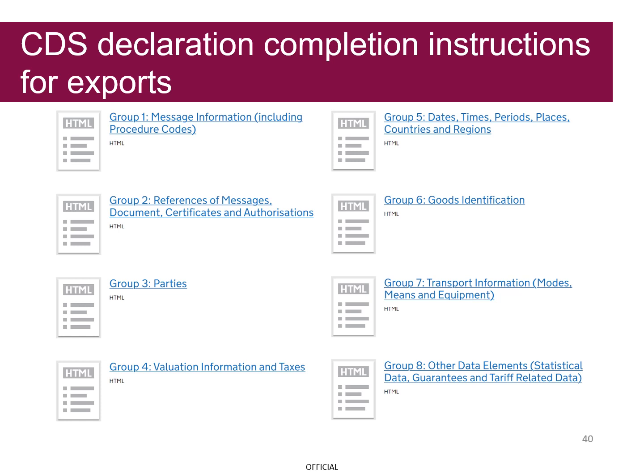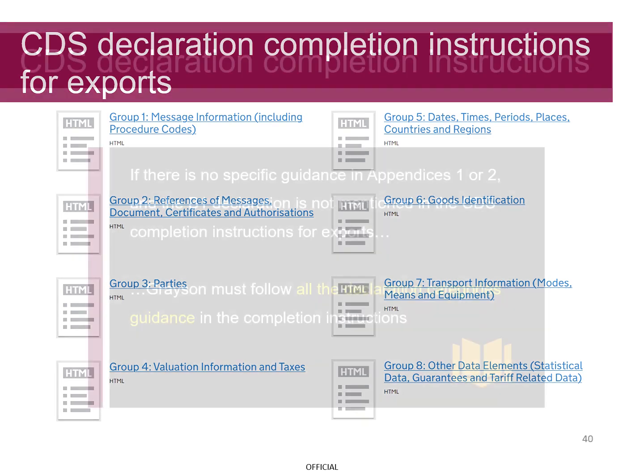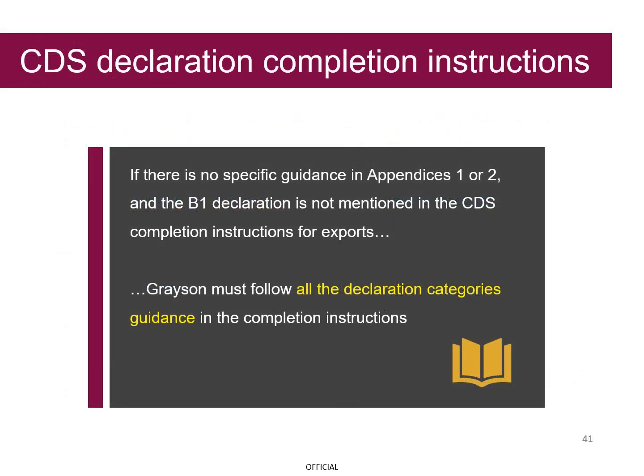Now that Grayson has worked through data elements 1.1 and 1.2 in Group 1, he needs to work through all the other data elements in Groups 1 to 8. Grayson needs to remember that if there is no specific guidance in Appendices 1 or 2, and the B1 declaration is not mentioned in the CDS completion instructions for exports, he must follow all the declaration categories guidance in the completion instructions.